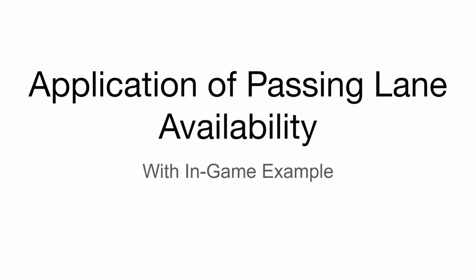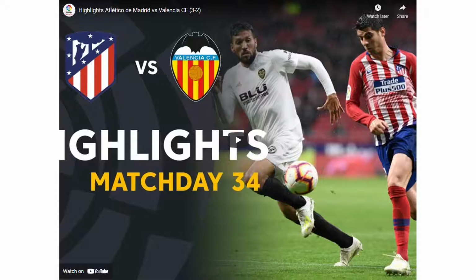This is a short video explaining the general definition of passing lane availability and applying it to a real game example. So we're going to watch a video of a goal scored in a game between Atletico Madrid and Valencia, which are teams in the top Spanish league, in the game they played in April 2019.